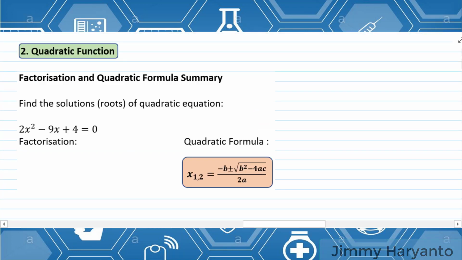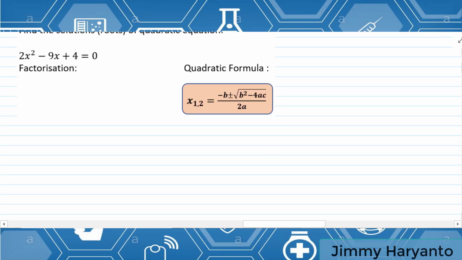Next, this time we will not talk about the linear function because you already learned that. We will learn quadratic function more deeply. Before we continue to quadratic function, I want to recall our factorization and quadratic formula. Find the solution of the quadratic function 2x squared minus 9x plus 4. The solution is also called roots.